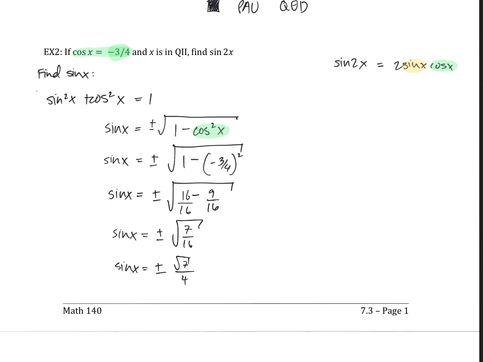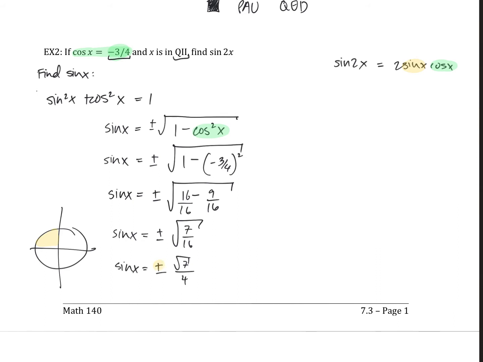Okay. We need to figure out which version to take, the positive or the negative. So let's go ahead and look at what we were given. We were given that cosine is negative 3 over 4 and x is in quadrant 2. So quadrant 2, let's see. In quadrant 2, what do we know? We're looking right here. Okay, so sine is positive there, so we'll go ahead and take the positive.